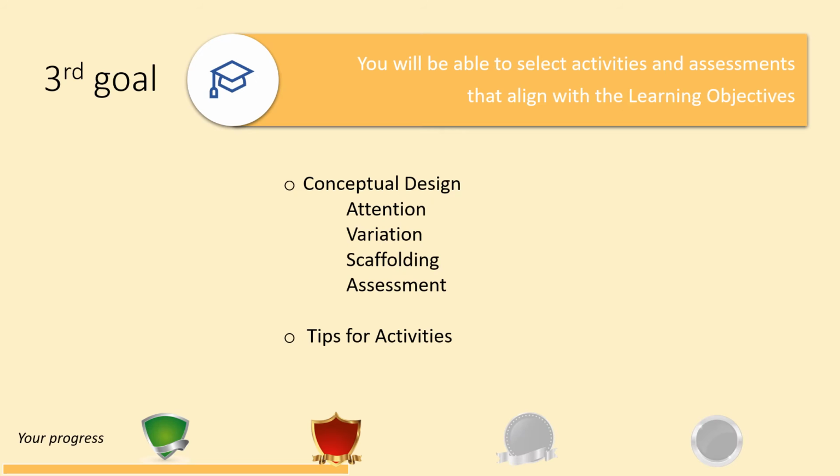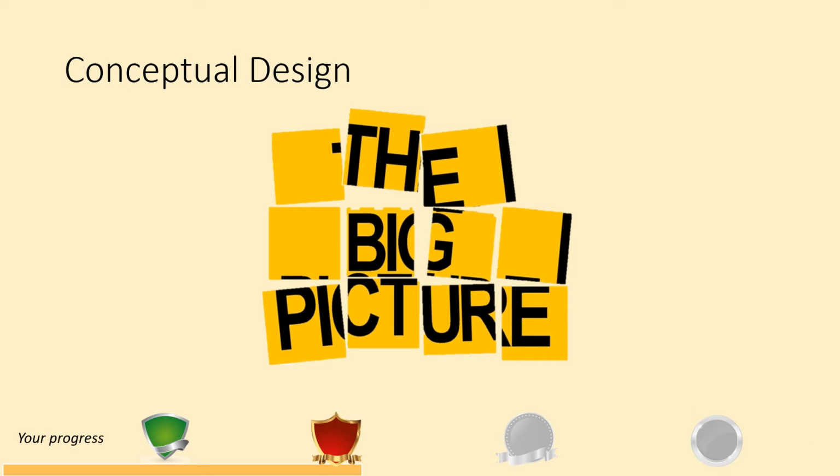For the third goal, we're going to look at the big picture: how to grab attention, variation, scaffolding, assessment types, and also tips for activities. Focus now on the big picture. For each objective, think of how you're going to introduce the topic, the activities, the delivery, any job aids. So how are your learners going to consume this information and how you're going to test them on that.